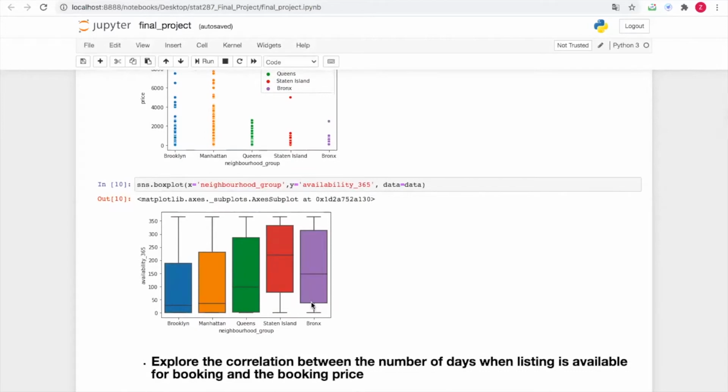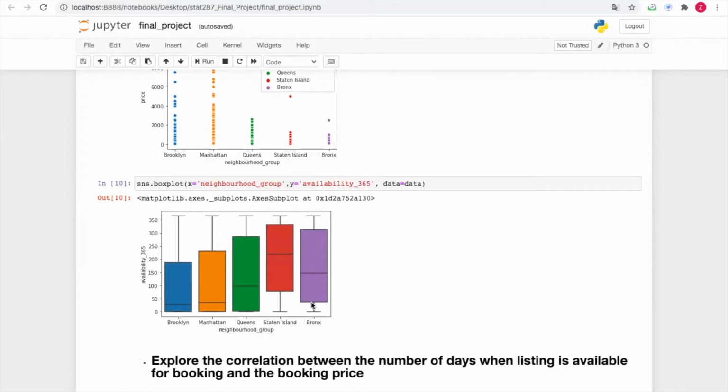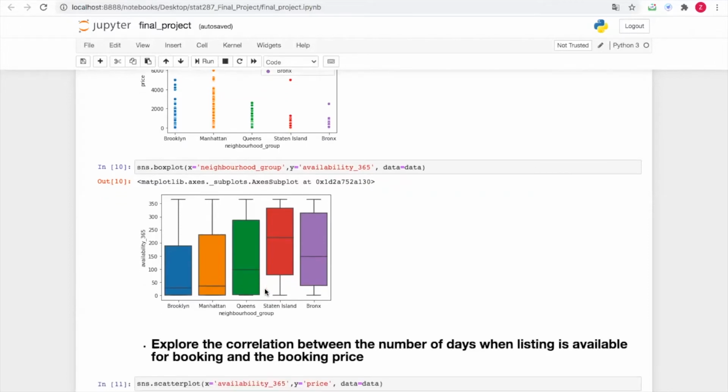And this box plot is to see the number of days when a listing is available for booking in different groups. From Brooklyn to Staten Island there is an increasing trend in the mean. From the plot, we can know that the average dates available for booking in Brooklyn and Manhattan are pretty small, and the houses in the Staten Island group have the highest average dates for booking.